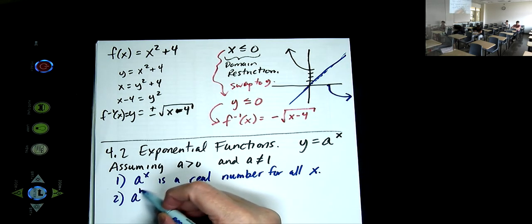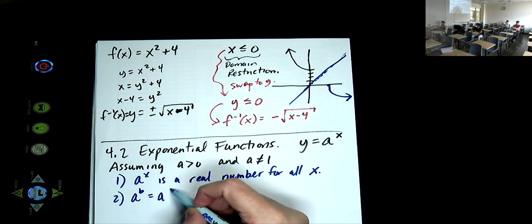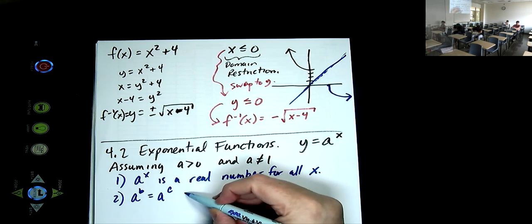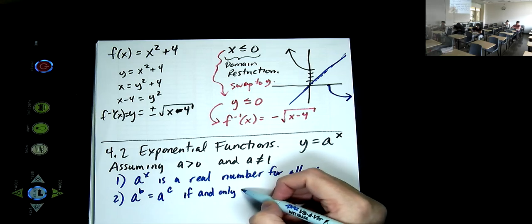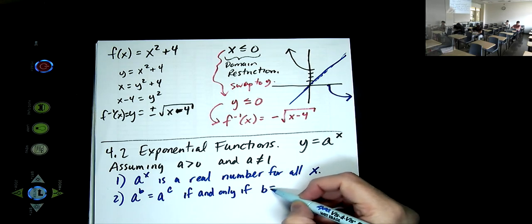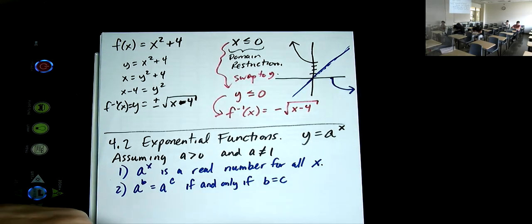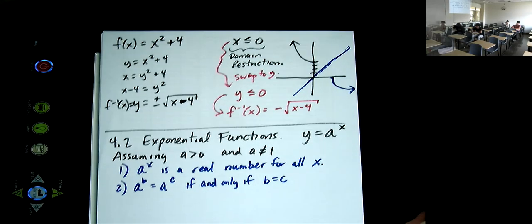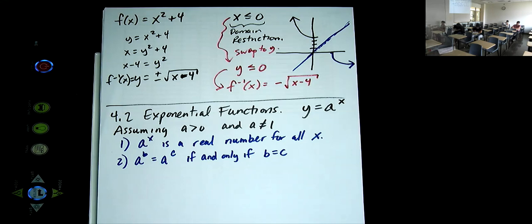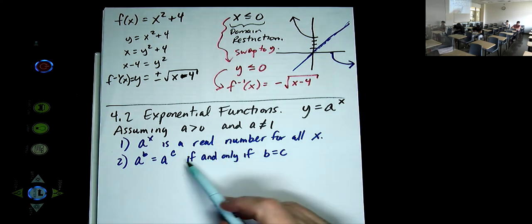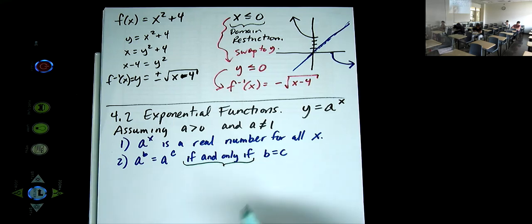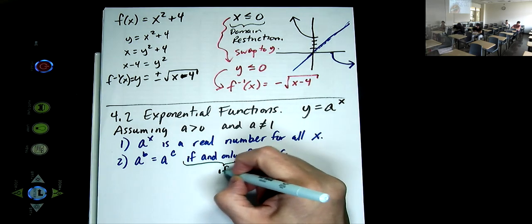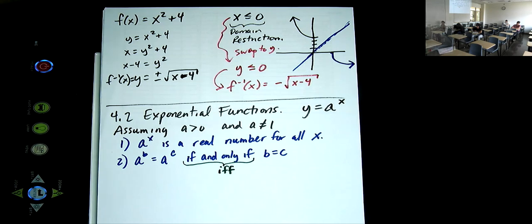a to the b power equals a to the c power if and only if b equals c. If you go further in mathematics, they abbreviate this sentence as IFF. It's a shorthand saying if and only if.